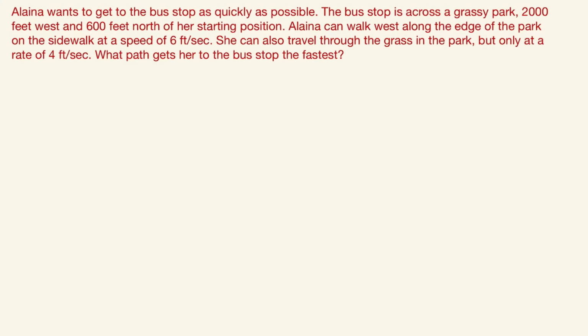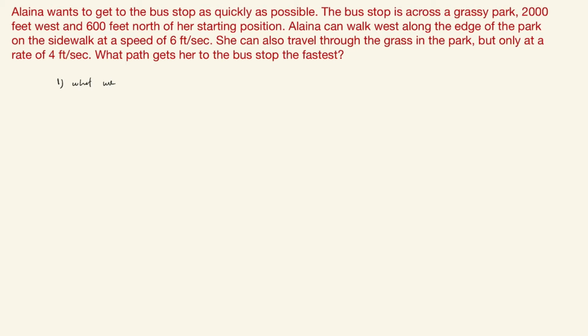Alaina wants to get to the bus stop as quickly as possible. The bus stop is a grassy park 2,000 feet west and 600 feet north of her starting position. Alaina can walk west along the edge of the park on the sidewalk at a speed of 6 feet per second. She can also travel through the grass in the park, but only at a rate of 4 feet per second. What path gets her to the bus stop the fastest?